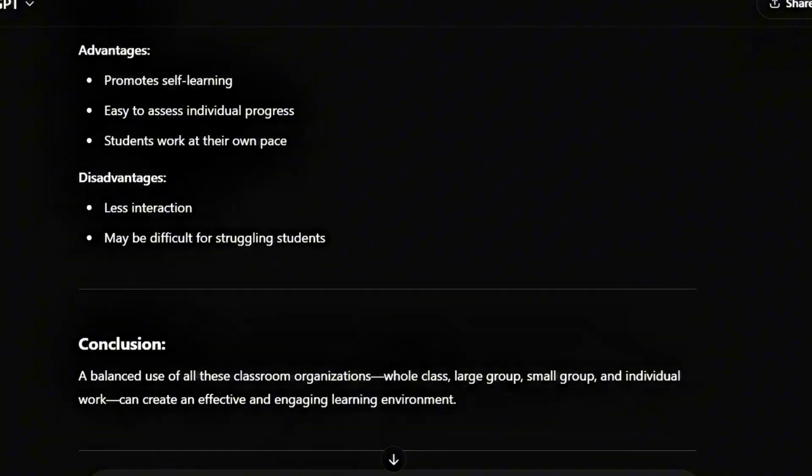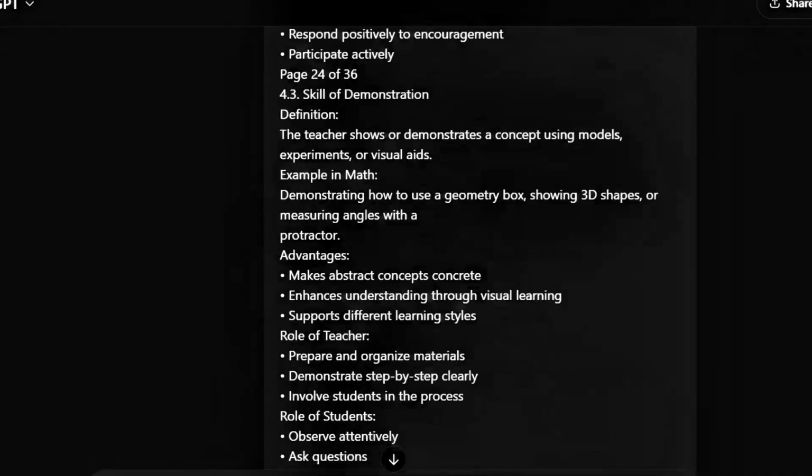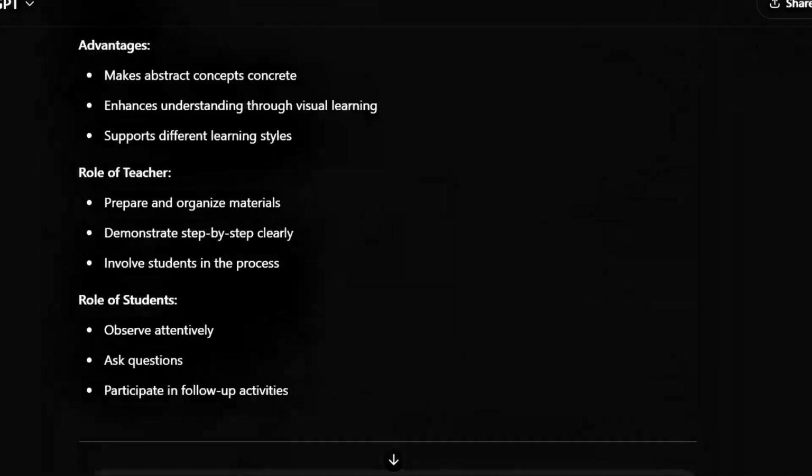Conclusion: a balanced use of all these classroom organizations, whole class, large group, small group, and individual work, can create an effective and engaging learning environment.